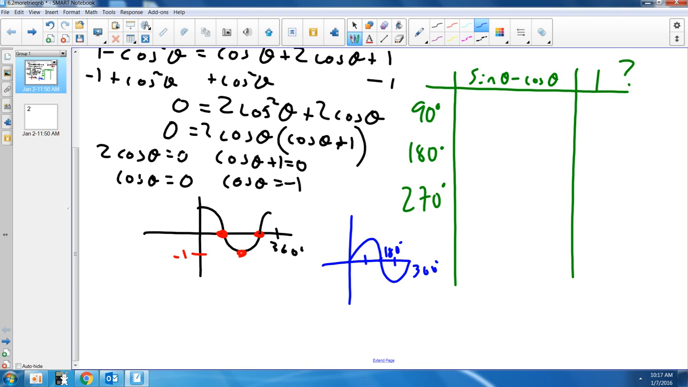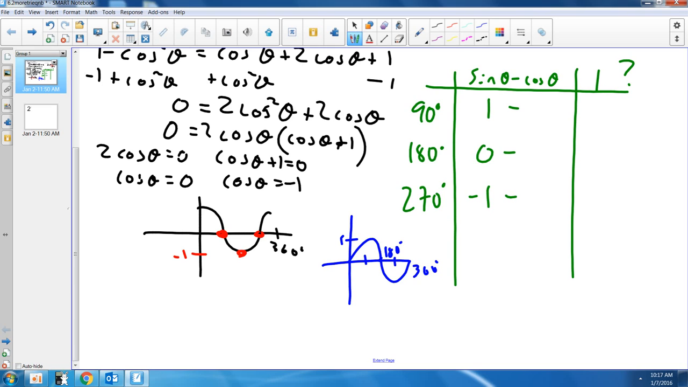All right. I like working with just the sine and the cosine separately because I'm just looking at the same graph. So when I look at sine theta and go to 90, I know that that's going to equal 1. So this is going to be 1. 180 is going to be 0, and 270 is going to be negative 1. Pull down the negative signs.